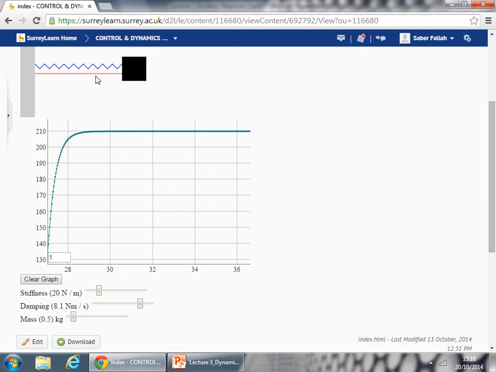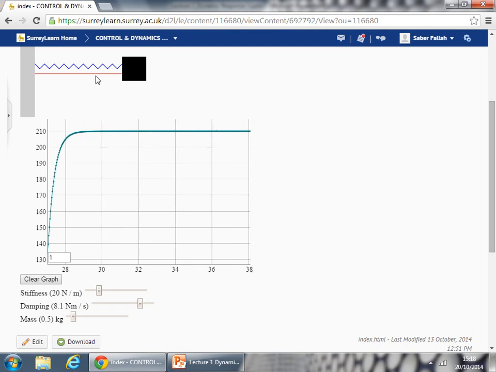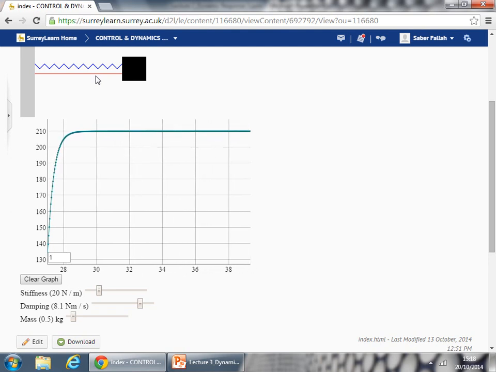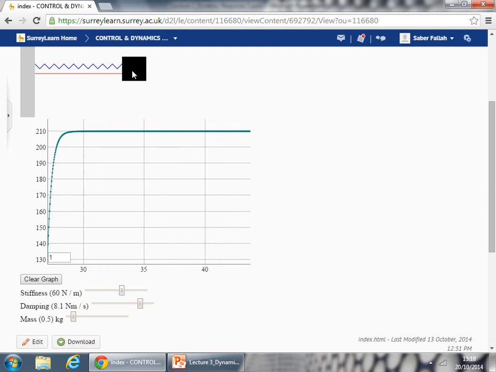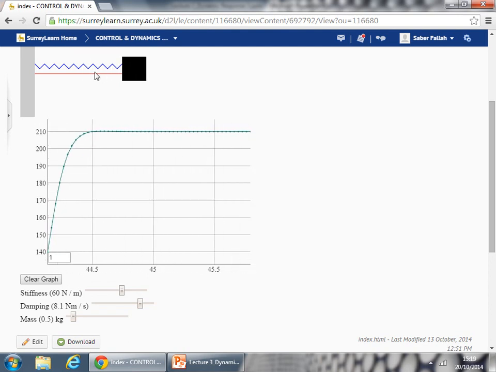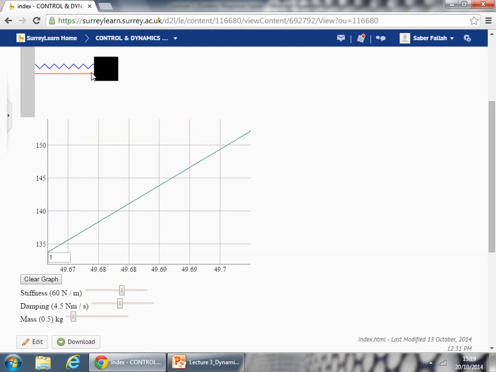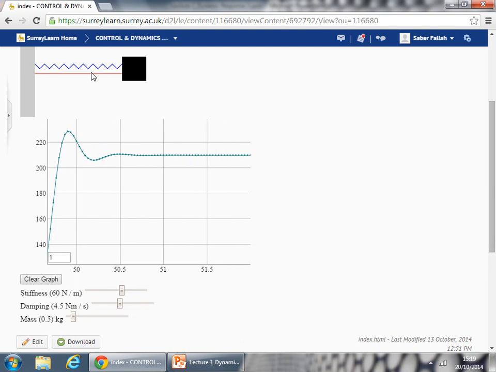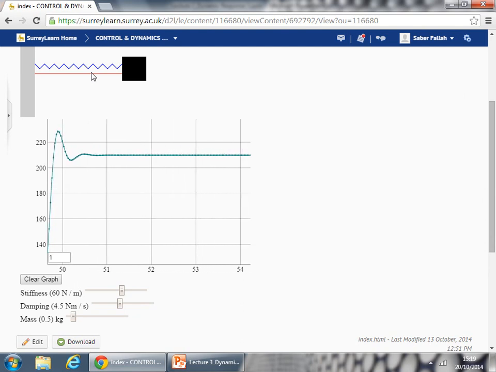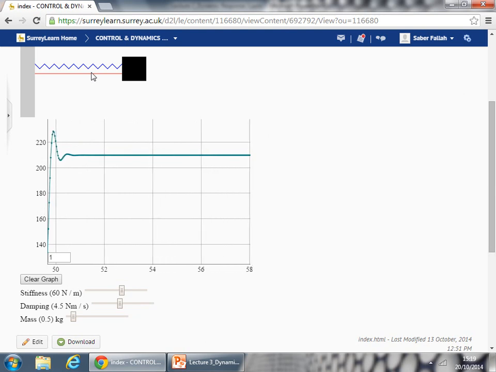Let's keep the damping ratio as it is and change the natural frequency. If I change the natural frequency of the system, I will have more oscillation. Let's change the stiffness of the system. Okay, the damping ratio is too high. Let's decrease it a little more. Okay. Now look, if I increase K of the system, it means I'm increasing the natural frequency of the system. If I increase the natural frequency of the system, I have a faster system.